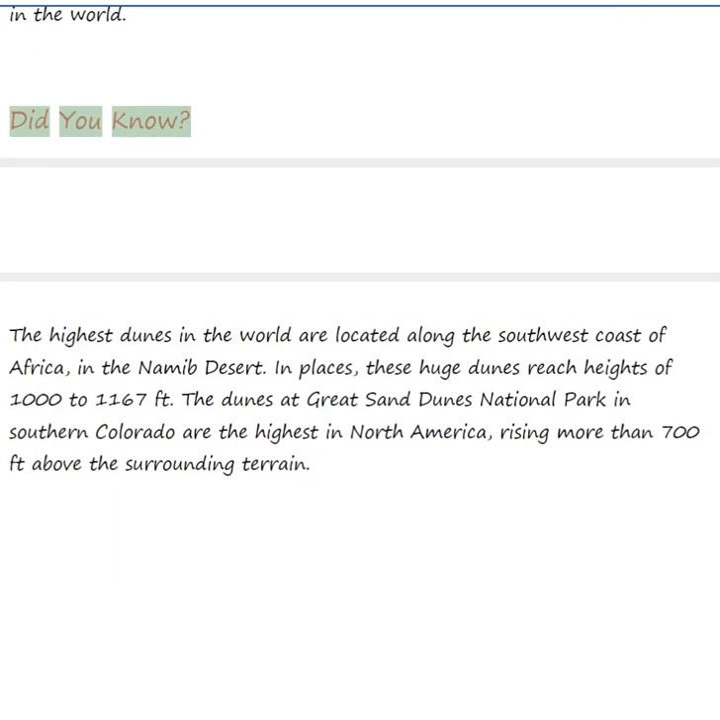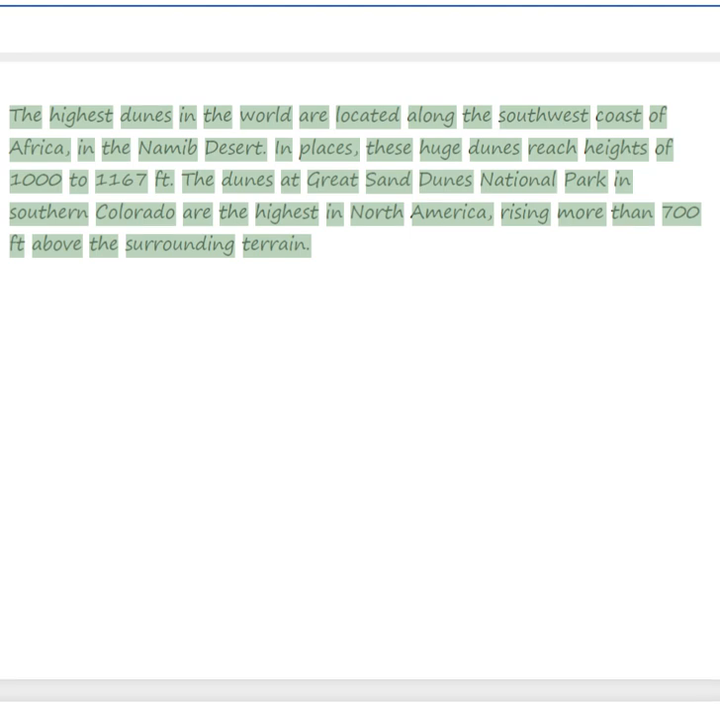Did you know? The highest dunes in the world are located along the southwest coast of Africa, in the Namib Desert. In places, these huge dunes reach heights of 1,000 to 1,167 feet. The dunes at Great Sand Dunes National Park in southern Colorado are the highest in North America, rising more than 700 feet above the surrounding terrain.